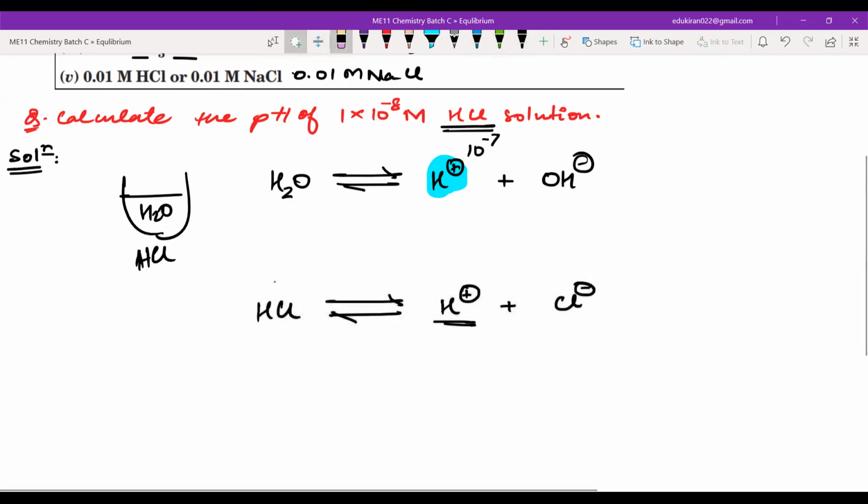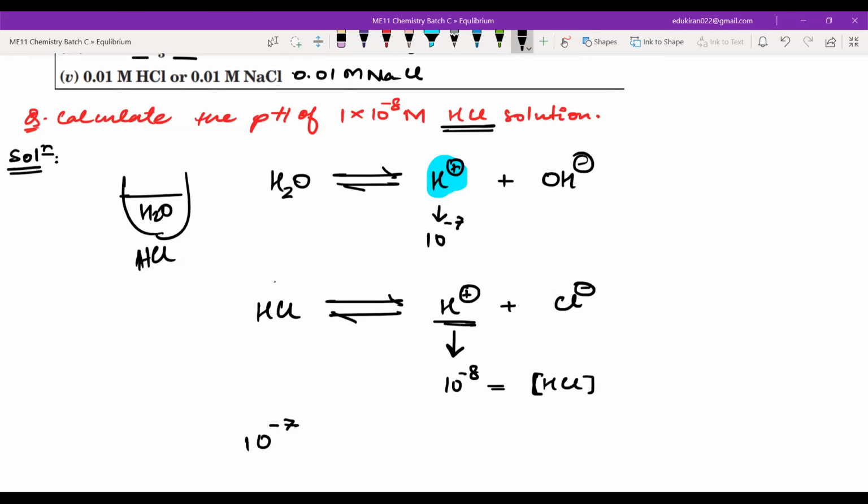Okay, so let me just write here. The concentration of H plus from water is 10 to the power minus 7, and the concentration of H plus from HCl is equal to 10 to the power minus 8, because this will be equal to the concentration of HCl only, since all of the moles of HCl are getting dissociated. Now you just have to add it. Yes or no? So how will you do this? 10 to the power minus 7 is from water, plus 10 to the power minus 8.